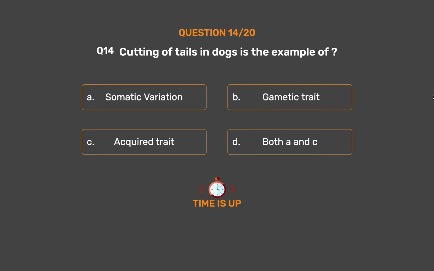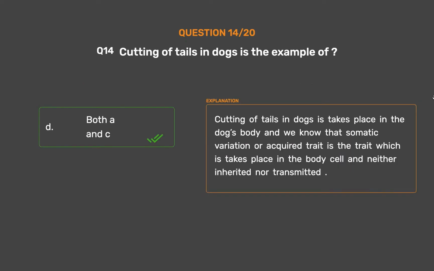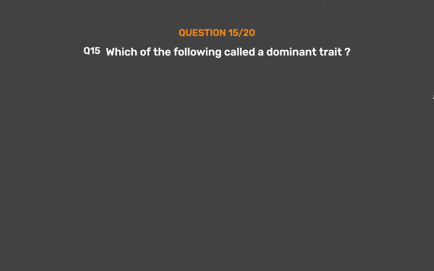The correct answer is option D. Both A and C. Cutting of tails in dogs takes place in the dog's body, and we know that somatic variation or acquired trait is the trait which takes place in the body cell and is neither inherited nor transmitted. Question number 15. Which of the following is called a dominant trait?